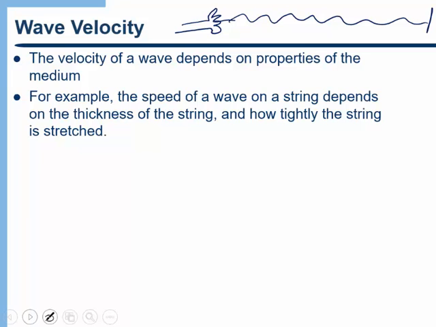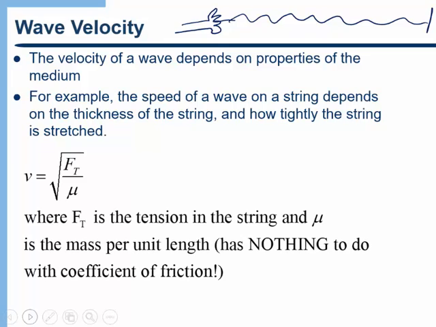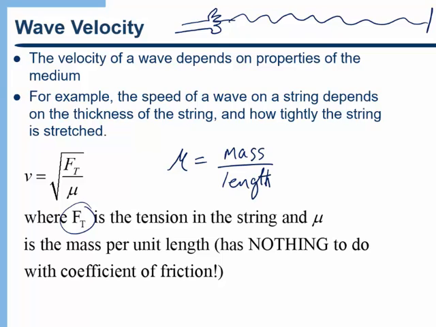It turns out that the velocity of the wave on the string will depend on two important properties. The first is how tight the string is, in other words, the tension in the string, and we're going to use F subscript T for tension. Notice we're not using capital T because we need that for period. It's also going to depend on the thickness of the string. The quantity that we use to represent that is mu. What mu stands for is mass per length. So mu has units of kilograms per meter.